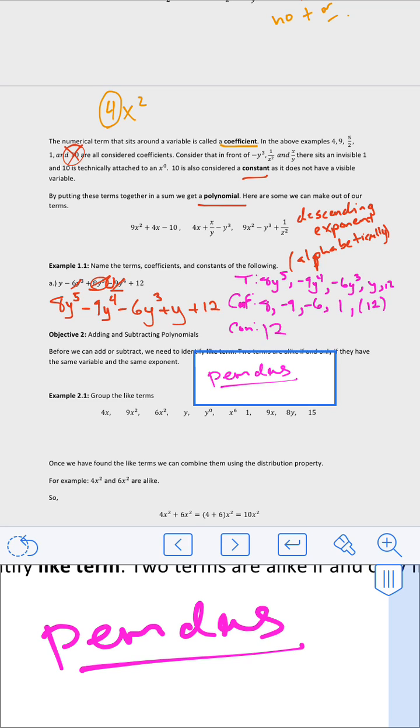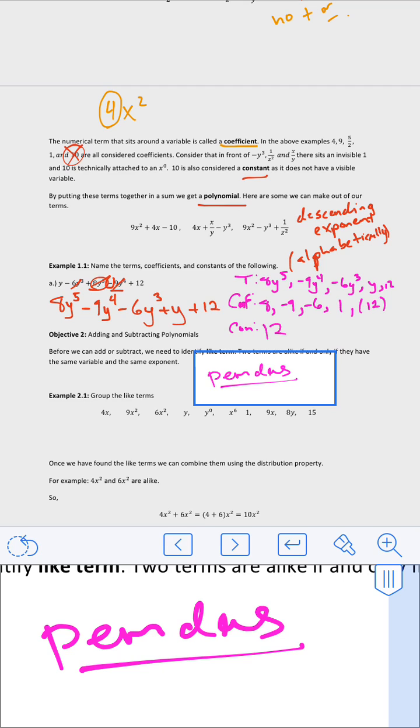PEMDAS. I actually learned it as PEDMAS. Don't ask me why. They just switched the D and the M for some reason. But it means parentheses, exponents, multiplication, division, addition, and subtraction. It's the order you're supposed to do calculations in, right? It's the order that you're supposed to stick stuff together.